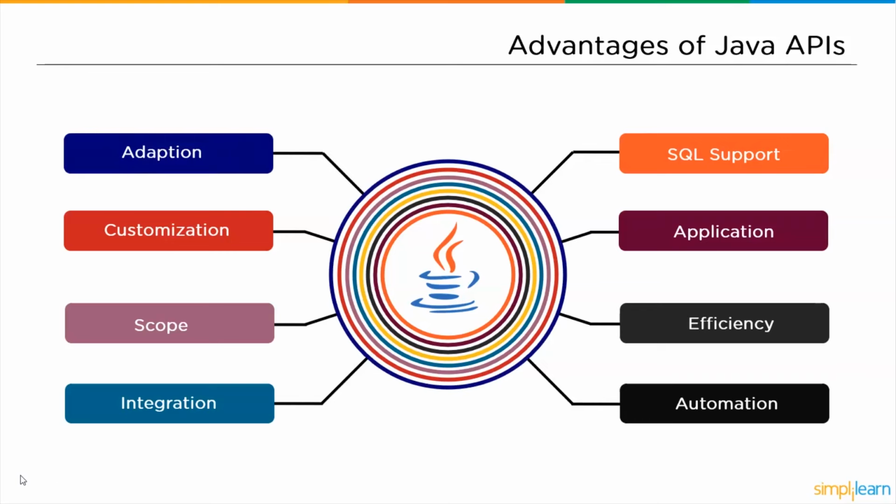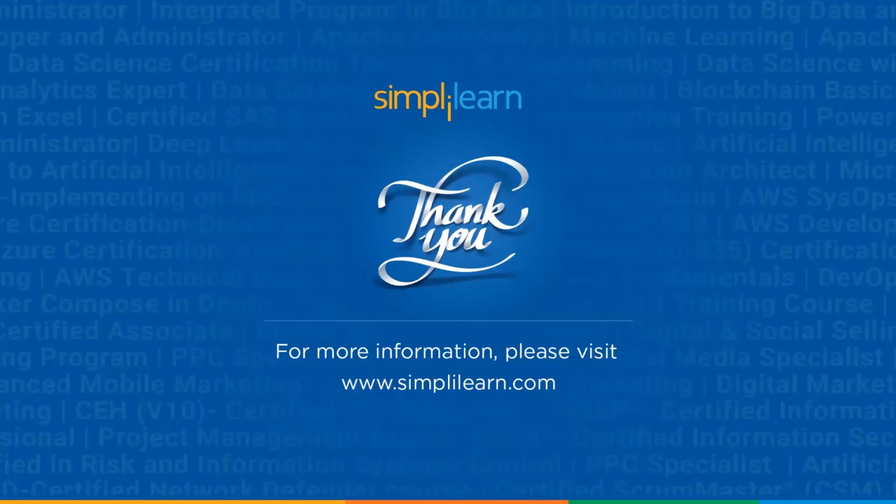And finally, we have the adaptability. Java APIs are highly flexible and adaptable because they can easily accept feature updates and changes to frameworks and operating systems. So with this, we have come to an end of this particular tutorial based on APIs in Java.